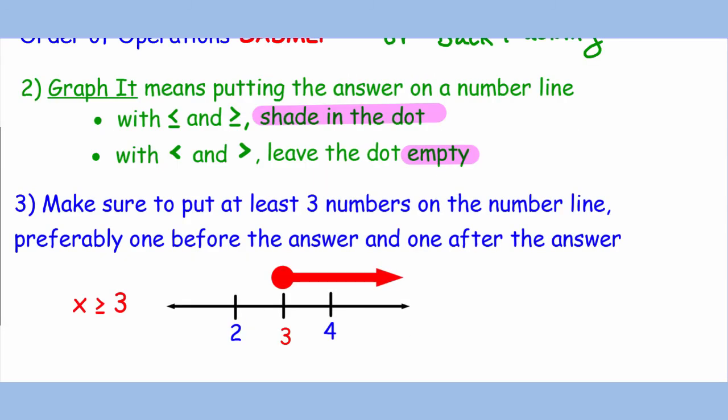3. Make sure to put at least 3 numbers on the number line, preferably one before the answer and one after the answer, so you can check your answer. Okay, that's it for the lesson.